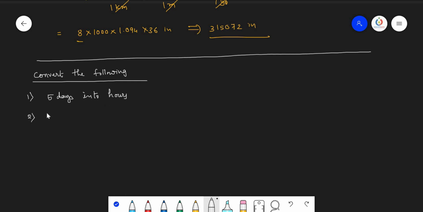Next, the second one is 0.0528 inches into meters. Third one is 2 meter cube into liters. And the last one is 2 grams into kilograms.